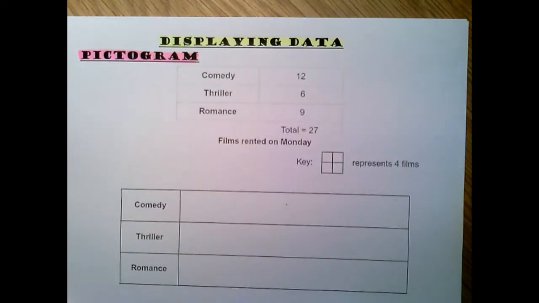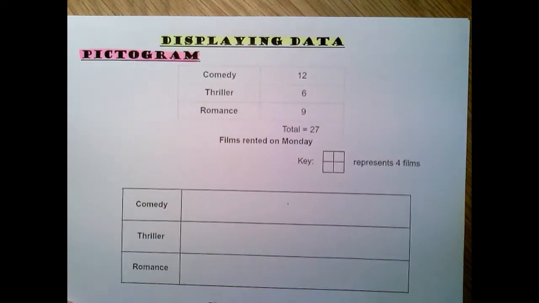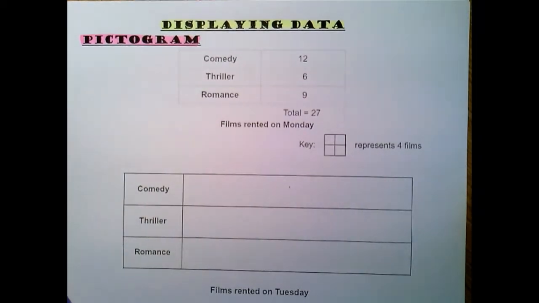This video is just about different ways to display data, so different ways for you to display information. So we're going to look at pictograms, bar charts, pie charts, stem and leaf diagrams, scatter graphs, and then frequency polygons and diagrams. So first of all, pictograms.